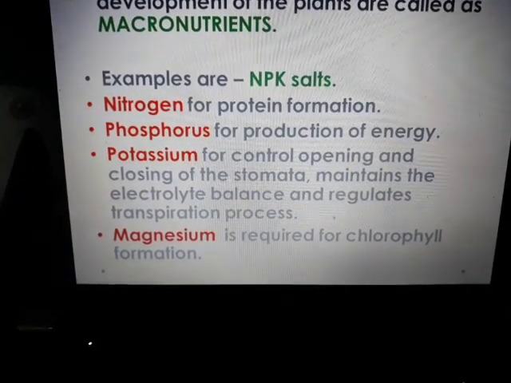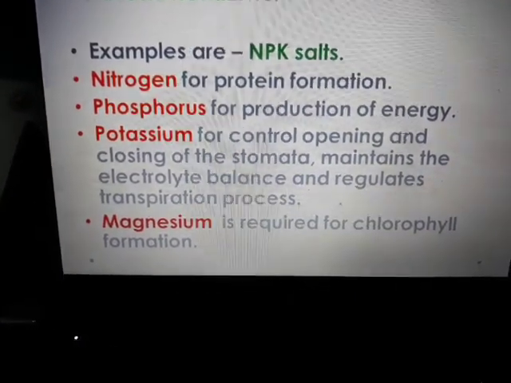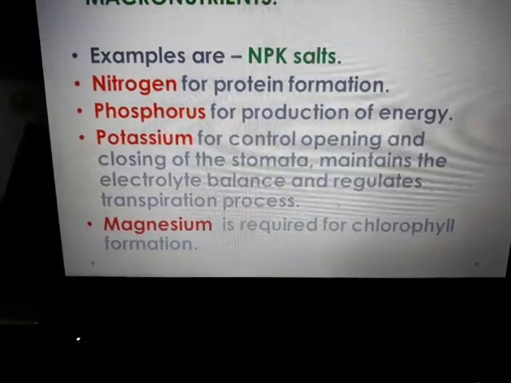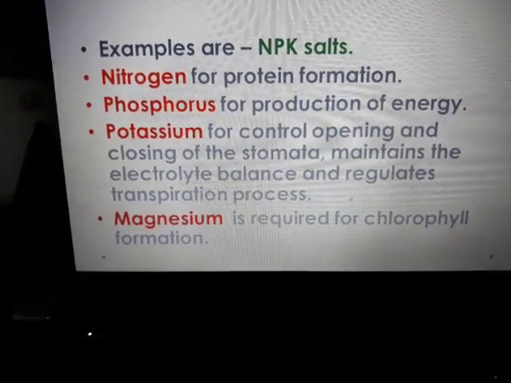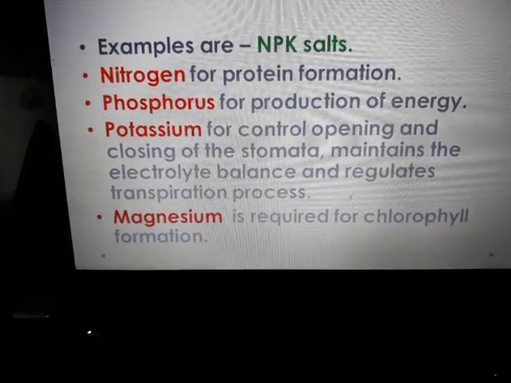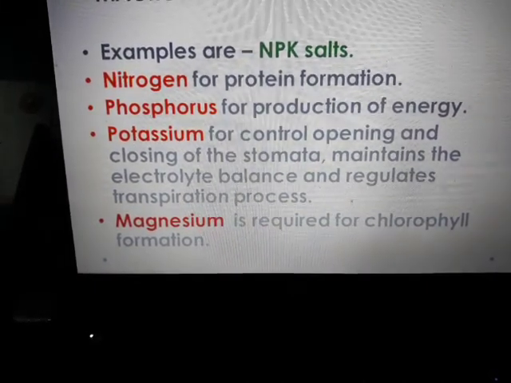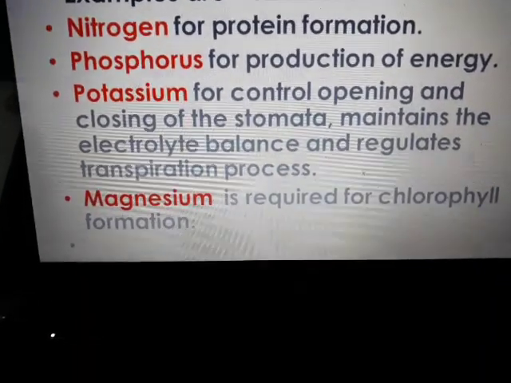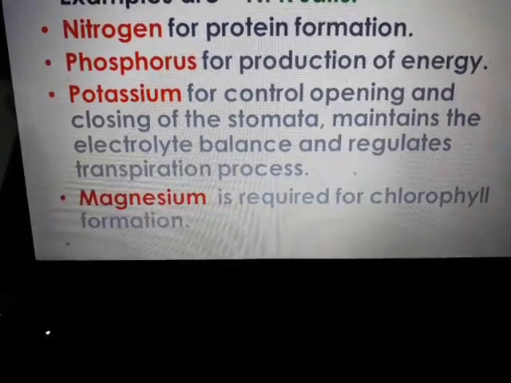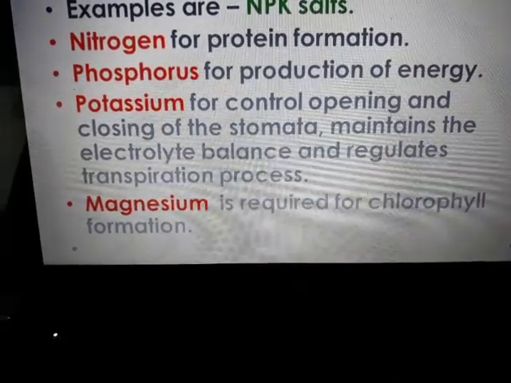So, why is nitrogen required? It is required for protein formation. Phosphorus required for production of energy. Potassium for controlling the opening and closing of stomata. It also maintains the electrolyte balance, that is the water balance in the plant, and it regulates transpiration process. Very important. Potassium is handling three functions altogether.